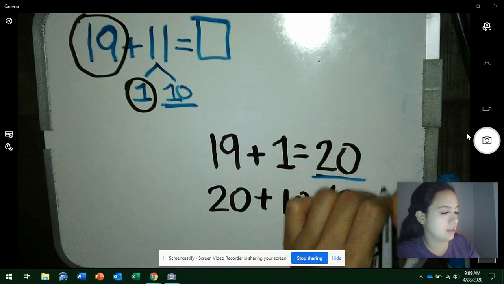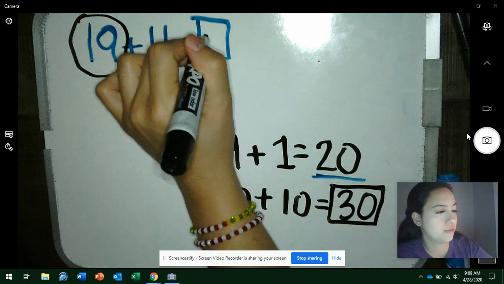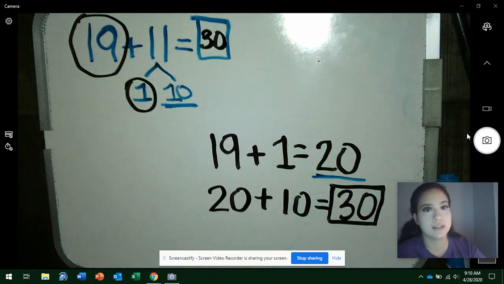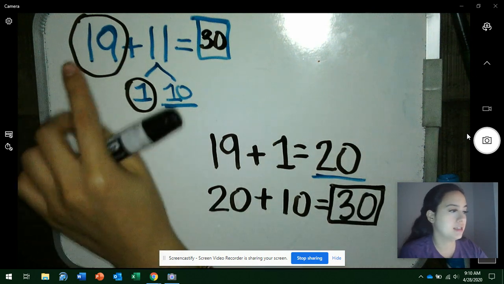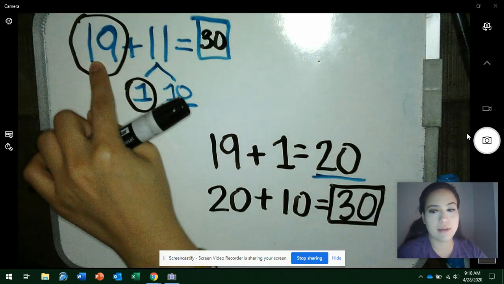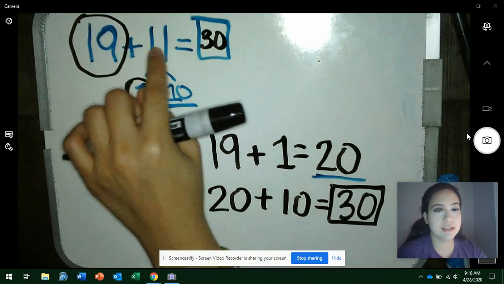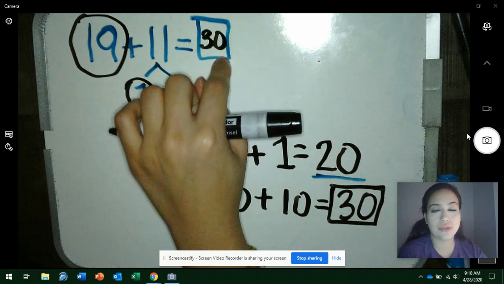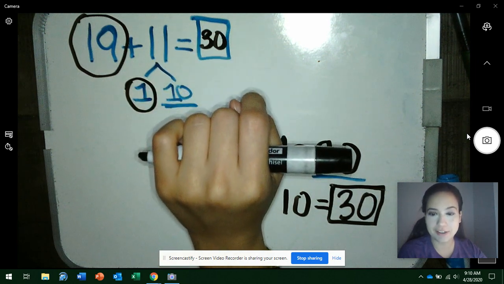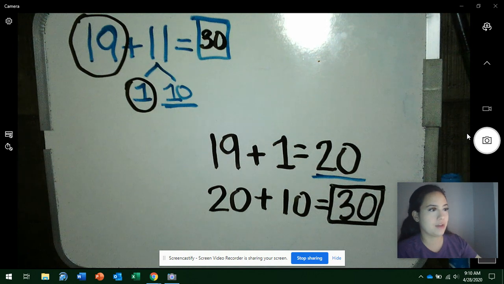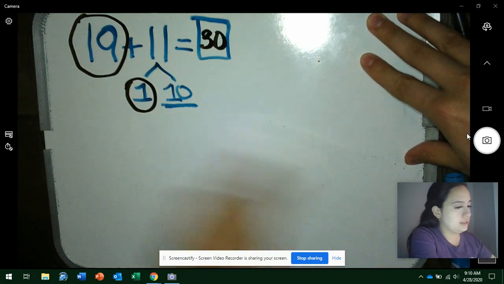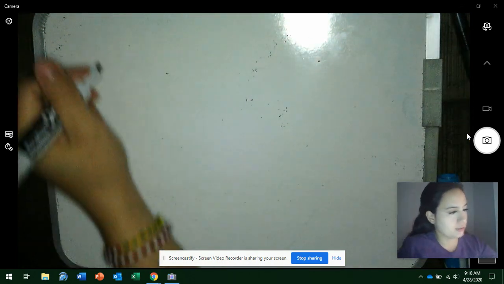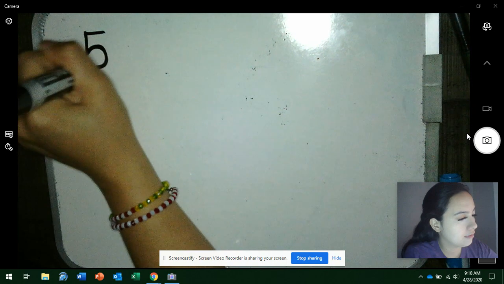And this is our answer, so make sure you box it and you write it with your number sentence. Now let's read the number sentence starting with 19. Get ready? 19 plus 11 equals 30. Very good. Let's practice another one. Ready? I'm going to erase. You guys write the number. Here's our next one. Ready?